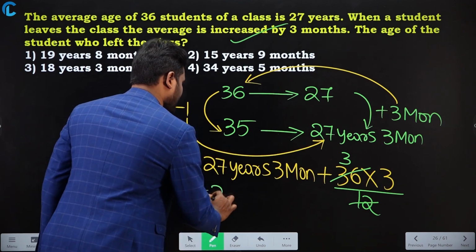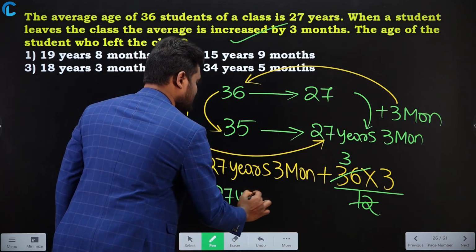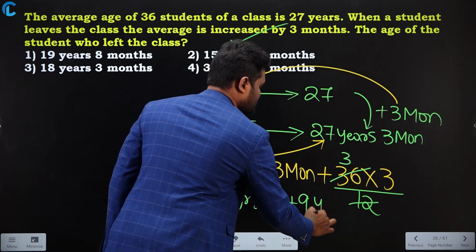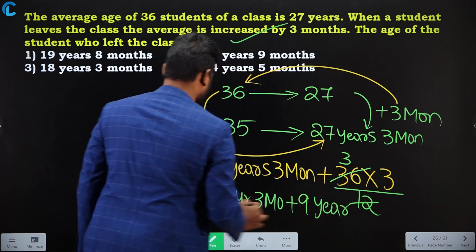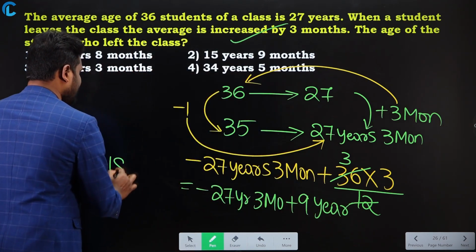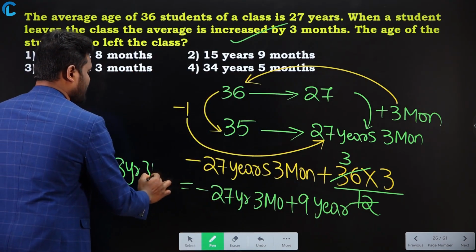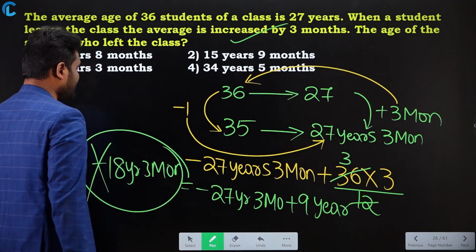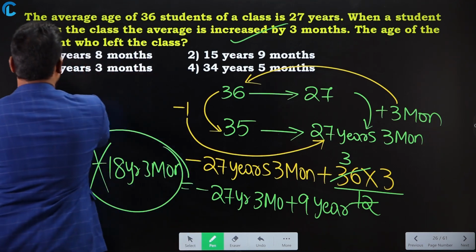So it is going to be -27 years 3 months plus 9 years. When you calculate this, it is going to be -18 years 3 months. Just neglect the negative value. If you neglect the negative value, you can say it as 18 years 3 months, which is like option 3.